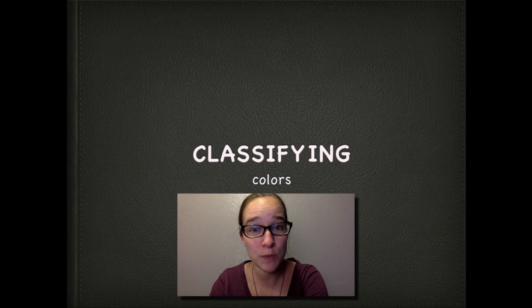Classifying is when we group things based on similarities. Today we're going to be classifying by colors, so we're going to be looking at the colors of different shapes and deciding which colors are the same and grouping those together. It's important to be able to classify because classifying helps us to be good at categorizing things, looking at how things are the same and different and being able to put them in groups based on that.